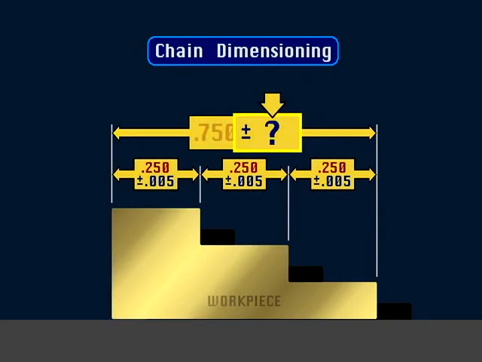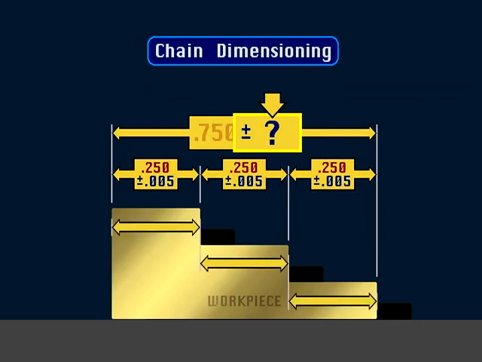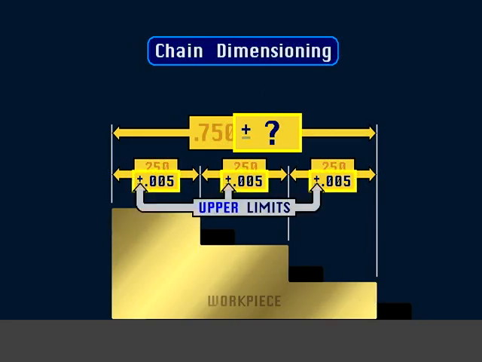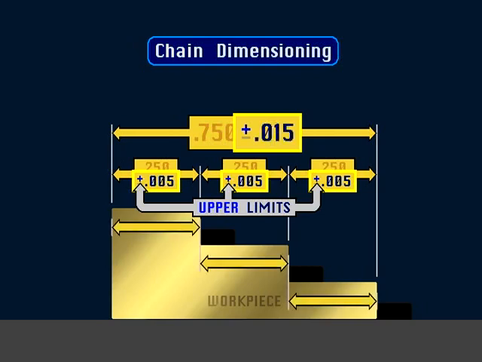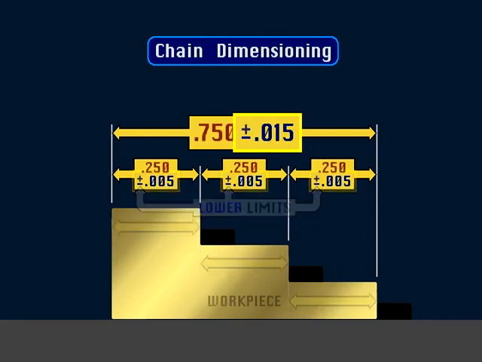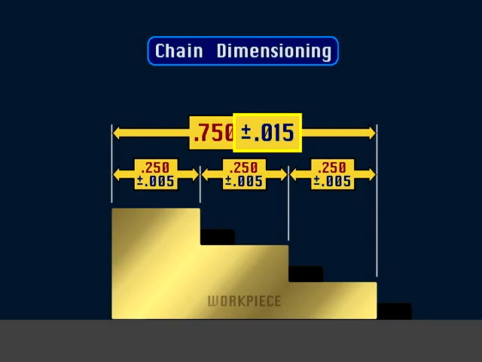But what about the tolerance for the total length of the workpiece? When using chain dimensioning, the tolerance of each feature can affect the location of other features on the workpiece. If each feature on this workpiece were at its upper limit of plus 5 thousandths over the nominal, the total length of the feature would end up being 15 thousandths over the nominal value. Conversely, if each feature were at its lower limit of minus 5 thousandths under the nominal, the total length of the workpiece would end up being 15 thousandths under the nominal value. Therefore, chain dimensioning is seldom used because of the buildup of tolerance amounts across multiple features.